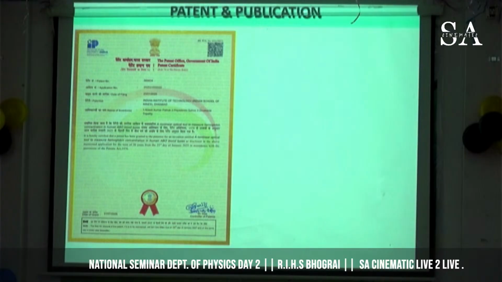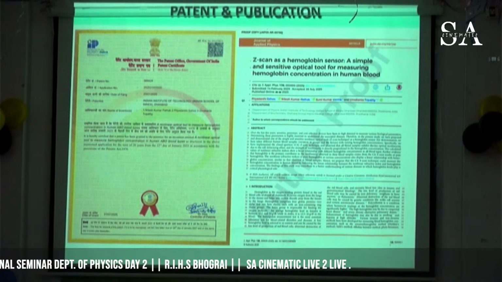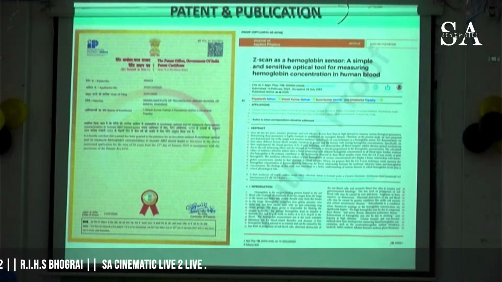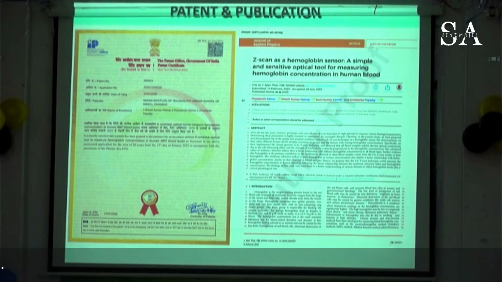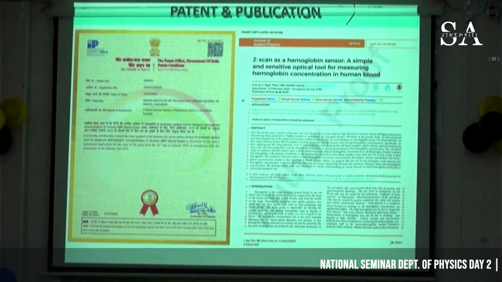If anyone is interested, you can see this. It is also published in the Journal of Applied Physics, as a hemoglobin sensor: a simple and sensitive optical tool for measuring hemoglobin concentration in human blood. So this is a clean technology without using any chemicals.